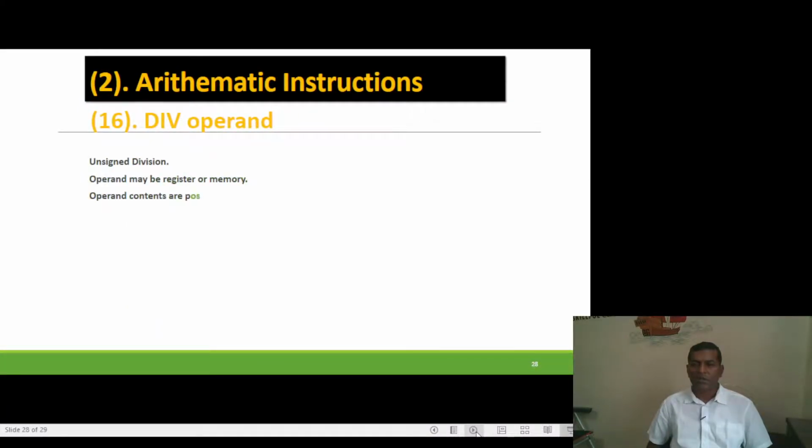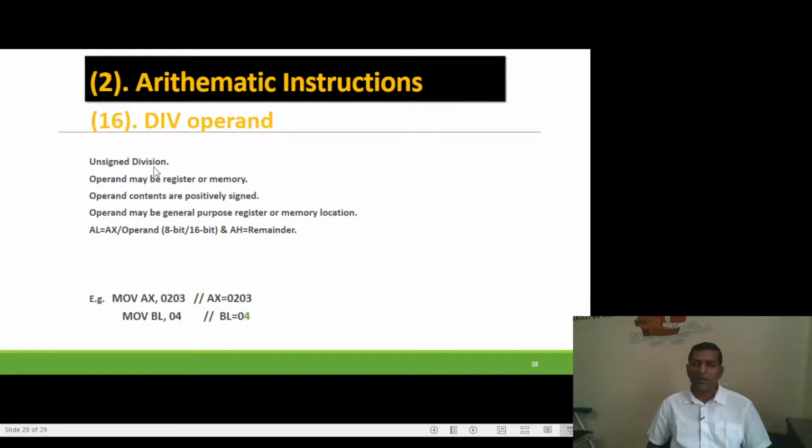Division instruction, DIV operand. This is an unsigned division operation. The operand may be a register or a memory location. Operand contents are positively signed. Operand may be a general purpose register or a memory location. AL is equal to AX divided by the operand if it is 8-bit, and the remainder will be stored into AH.